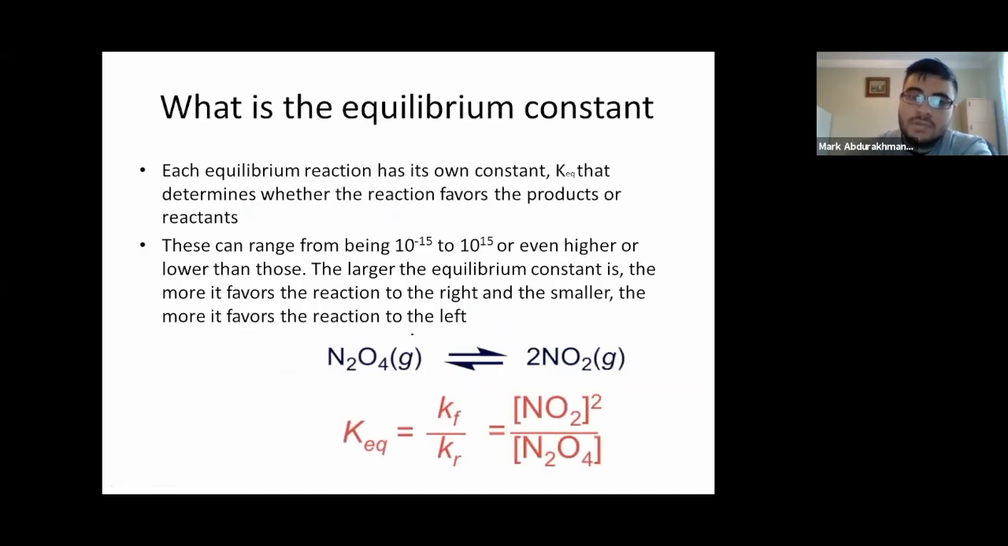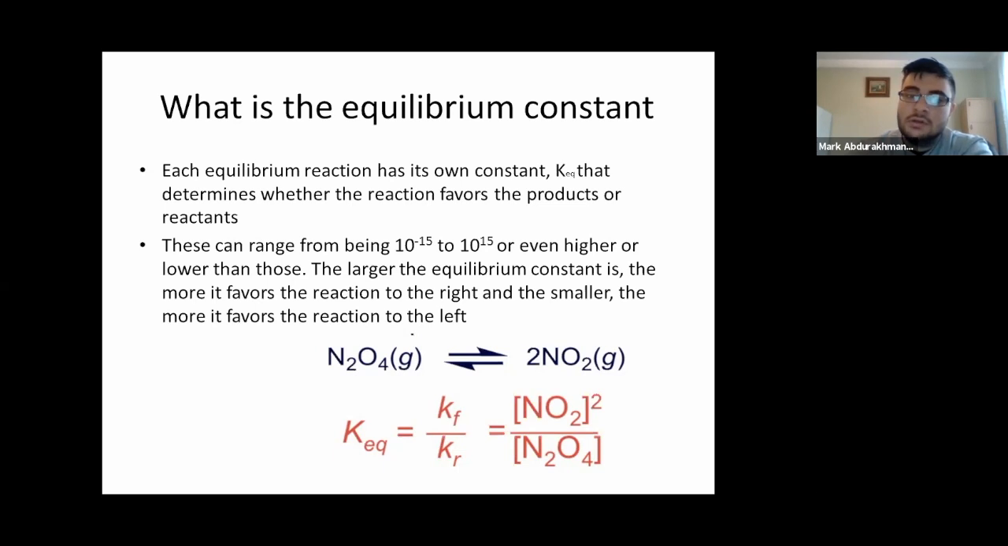All right. Equilibrium constants can be very extreme. They can range from something like 10 to the negative 15th to 10 to the 15th. They could even be lower or higher than that, like 10 to the negative 30th or 10 to the 30th. They could be huge or very, very tiny.